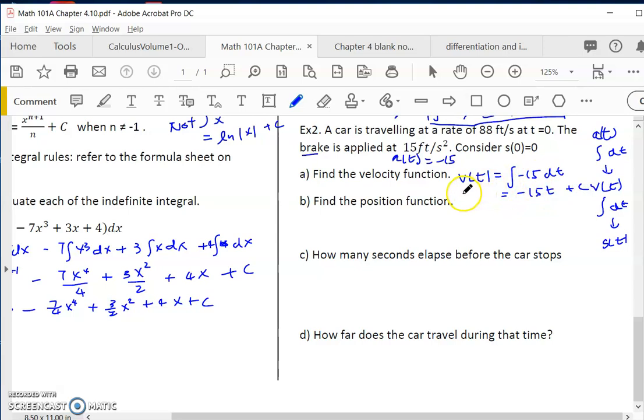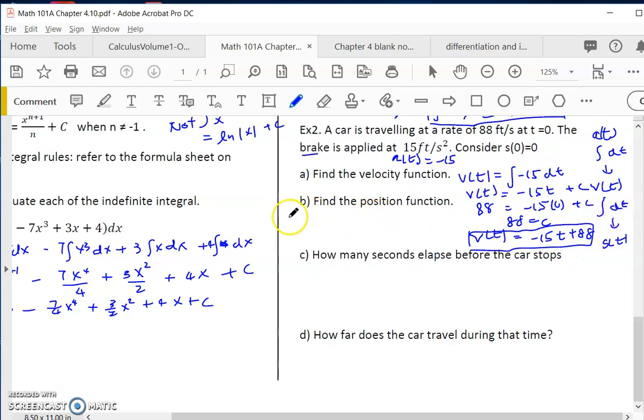But I don't know what c is. Oh, I know at t equals 0, v is 88. So solve it: 88 equals negative 15 times 0 plus c. Oh, actually c is 88. So my v of t equals negative 15t plus 88, and that's the answer for v of t. You plug in to solve for c.